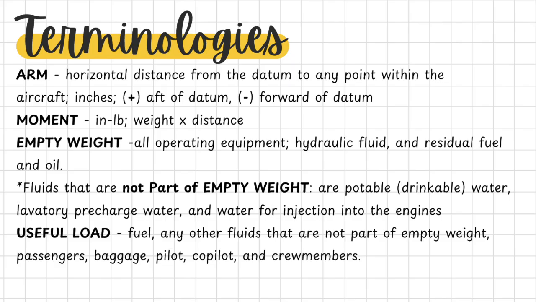Then, moment can be solved using the weight times distance formula. And its unit is the inch pounds. Now, empty weight. Empty weight includes all operating equipment, hydraulic fluid, and residual fuel and oil. Now, fluids that are not part of empty weight are potable water, lavatory pre-charged water, and water for injection into the engines. And then useful load, it includes fuel and the fluids that are not part of empty weight, passengers, baggage, pilot, co-pilot, and crew members.